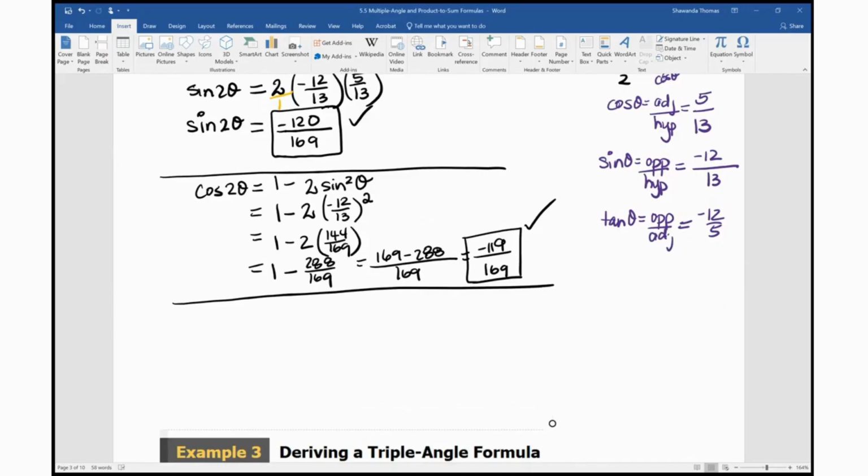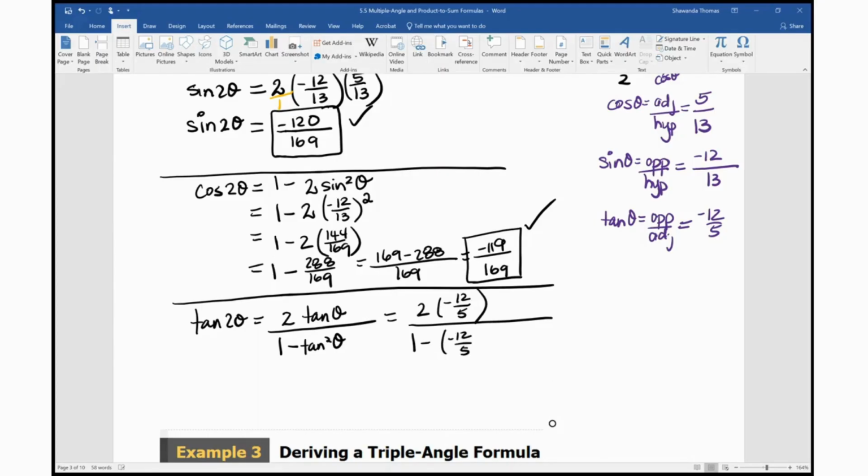All right, let's look at our formulas again. Tan of 2 theta. Okay, that's pretty clear what we have to use for tan of 2 theta. That's 2 times tan theta over 1 minus tan squared theta. So that's 2 times negative 12 over 5. We already did the grunt work of it, so we just make a substitution. Negative 12 over 5 squared.